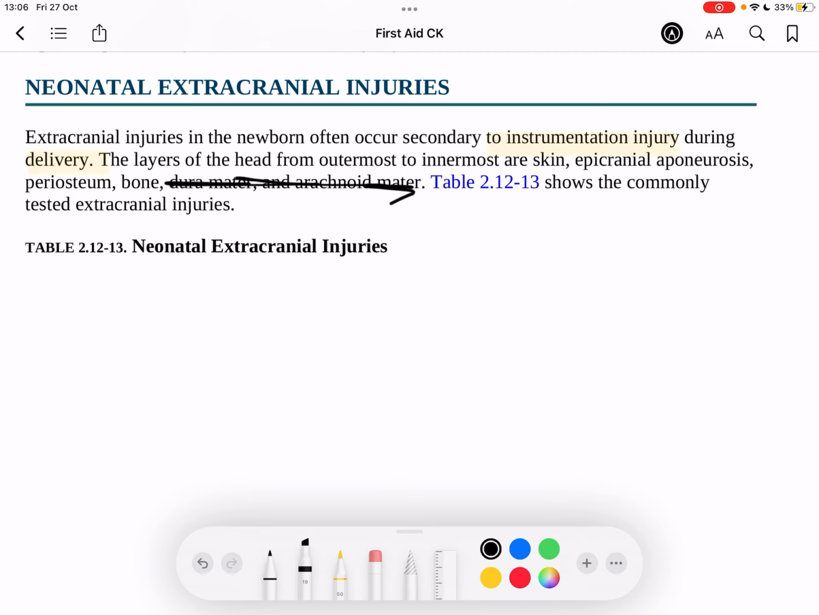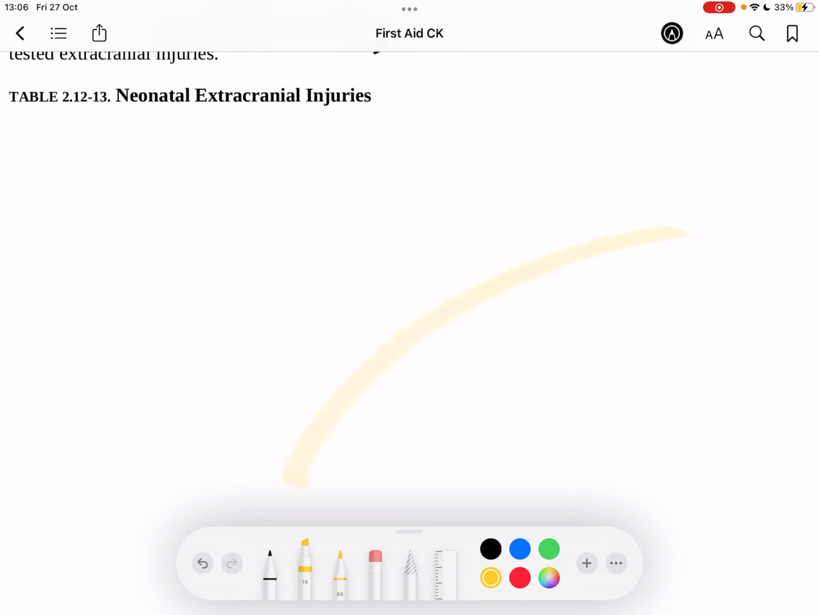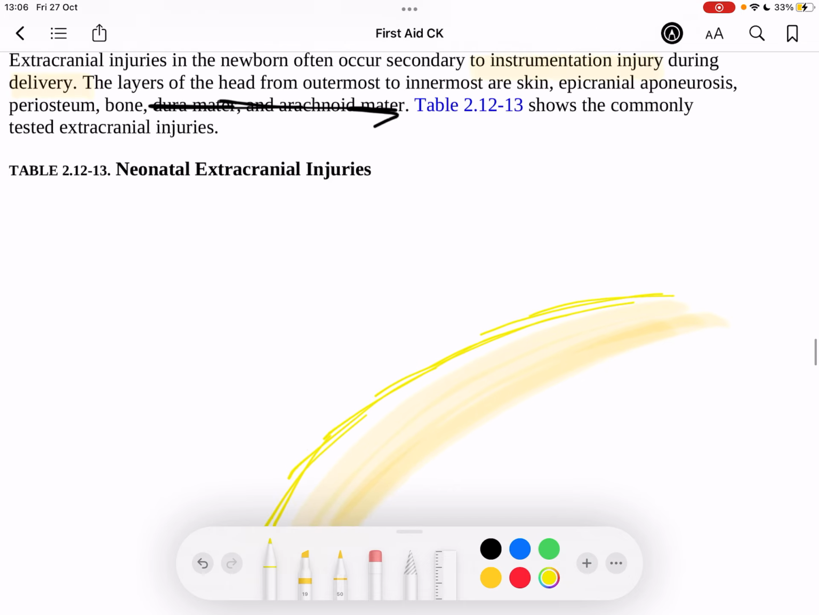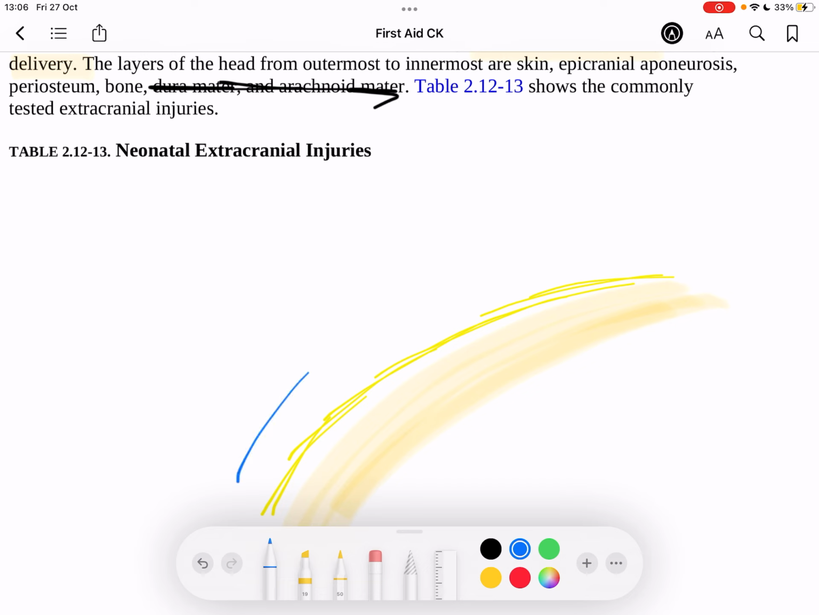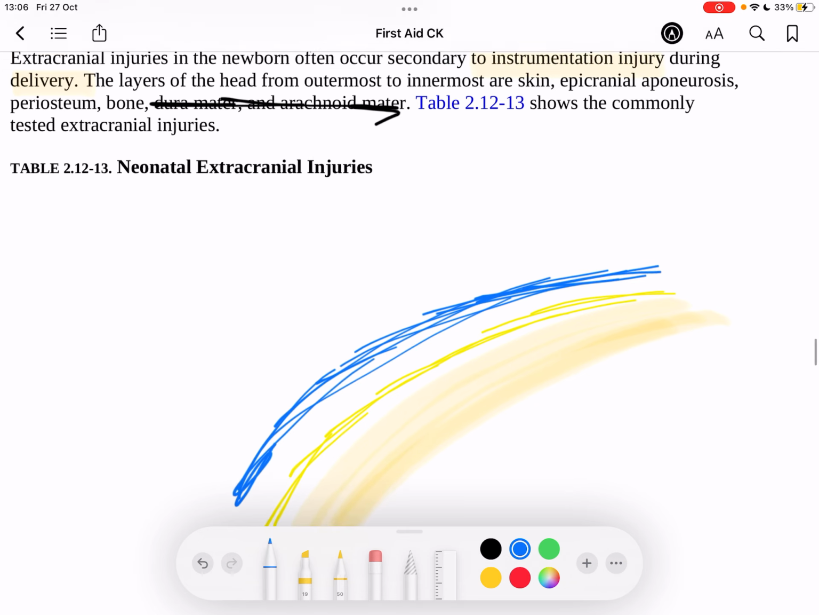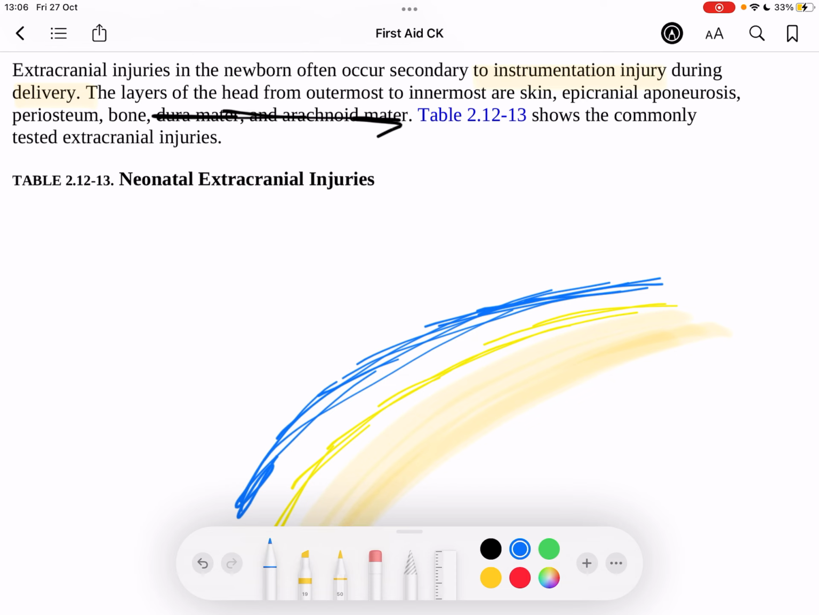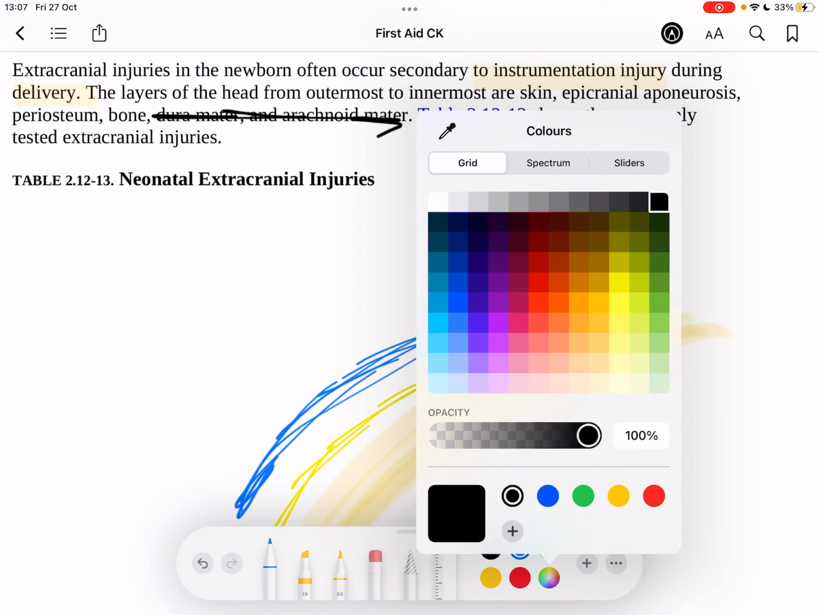So just to kind of draw it out very briefly for you, we have the skull, i.e. the cranium. On top of the skull, we have a layer called the periosteum, which is essentially almost like a membrane over the skull. Over that, we have something called the galea aponeurosis, which is like a fascia over the periosteum. And over that, we then have the skin, essentially. Okay, so I'll just draw the skin.